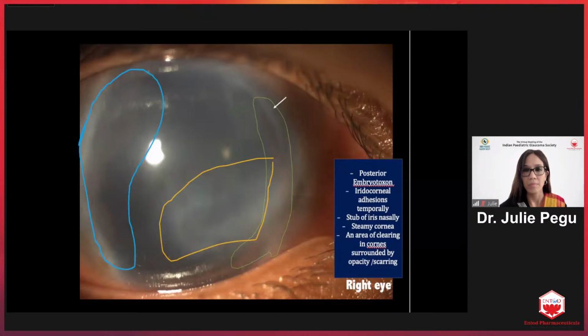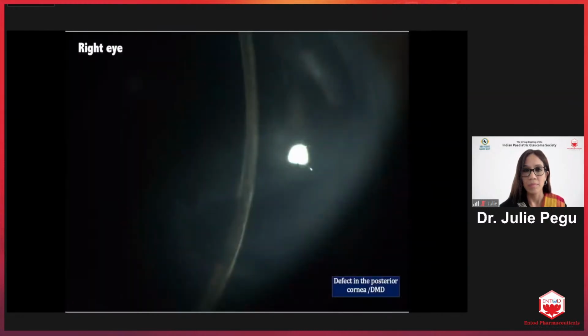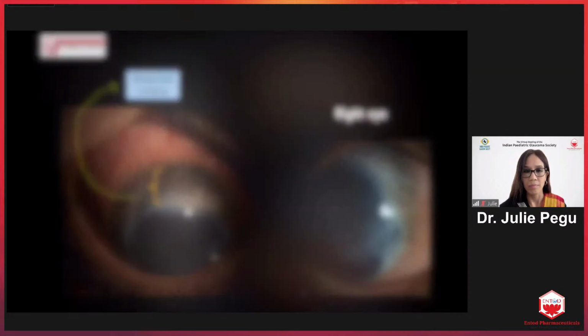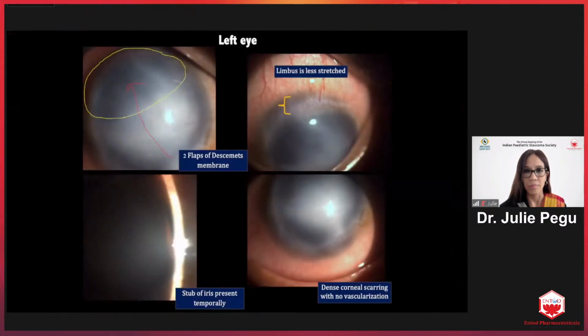On closer look, the right eye had posterior embryotoxon, extensive iridocorneal adhesions temporally, and a stub of iris present nasally, and the cornea had a steamy appearance. Further examination revealed a defect in the posterior cornea surrounded by corneal opacity. However, there was no iris attachment noted in this area. The limbus also appeared stretched, particularly in the superior area.